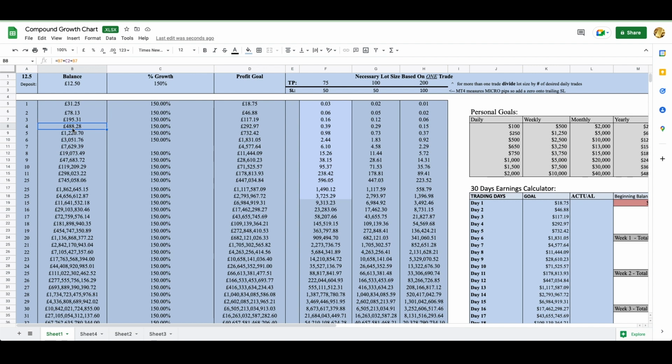Now, this might not seem like a lot to people, but we gotta understand, we started trading that account at the beginning of the month with $12.50 as the starting capital. Remember, $12.50 is the starting capital. You need $50 in your account, so we have enough room to breathe for any type of margin.